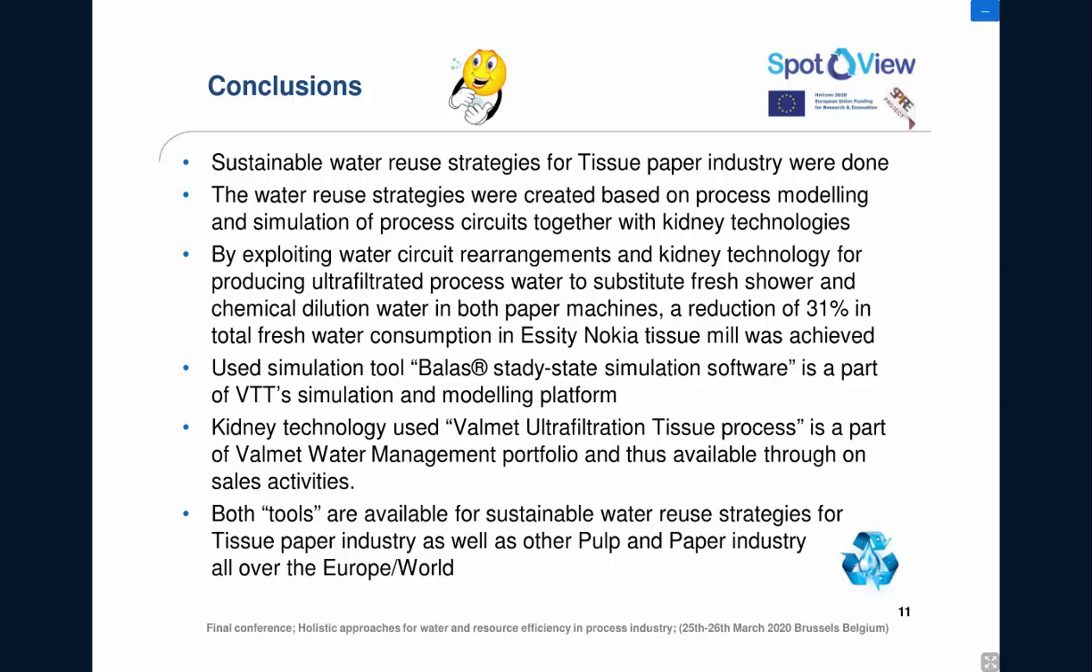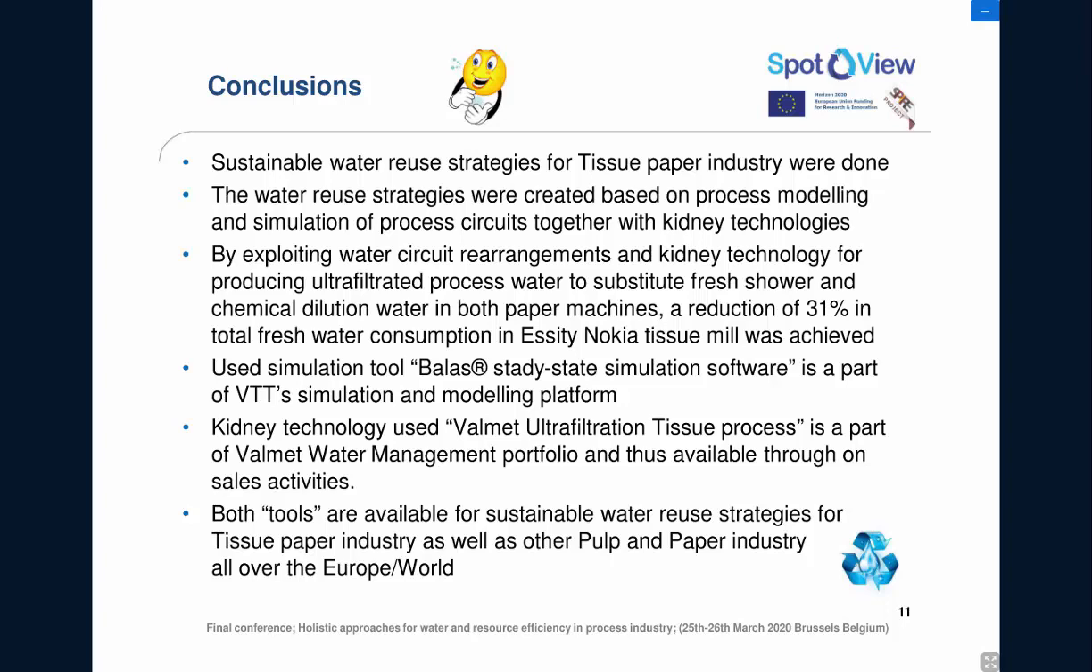And about the conclusions, we developed different sustainable water reuse strategies for tissue and paper mills, mainly in Essity Nokia, here in Finland. We used modeling and simulation and kidney technologies, and the kidney technology here is only ultrafiltration by Valmet. And we reached the goal. We got a 31% reduction in total freshwater consumption in Essity in our case mill.